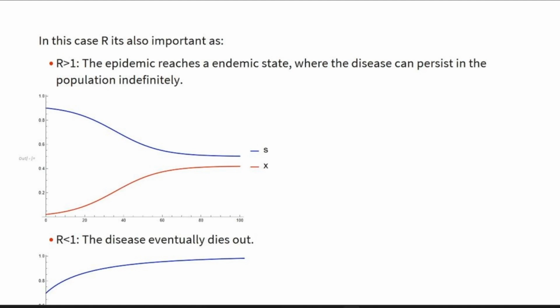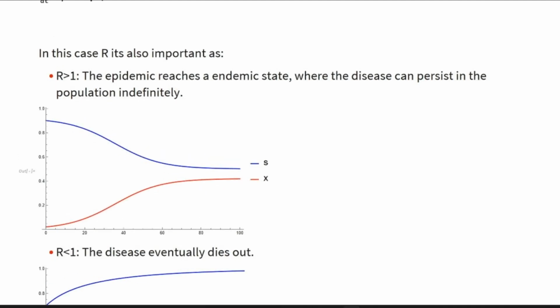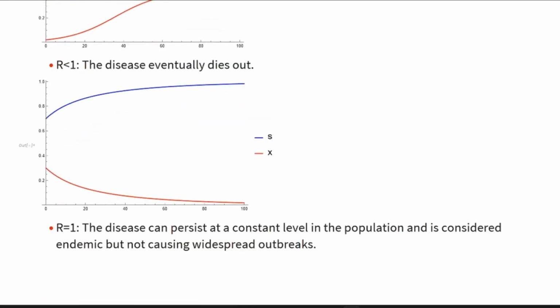This is known as the endemic state, where the disease can persist in the population indefinitely. Then, when R is less than 1, the disease cannot persist in the population in the long term. It eventually dies out, and the fraction of infected individuals approaches 0. When R equals 1, the disease can persist at a constant level. It doesn't cause a major outbreak, and the disease is considered endemic.